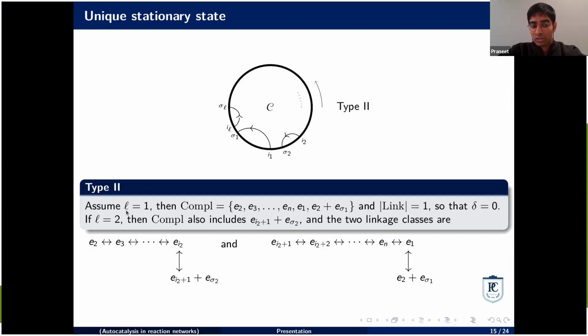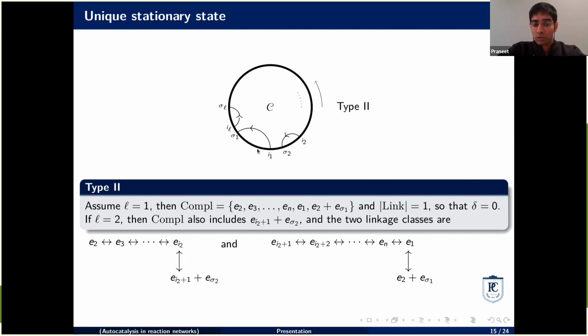If this L index, which is specific for type 2, defines how many back branches there are in the cycle, then L equal to 1 means there's only one back branch, this I1 to sigma 1, and the others are not there. Then the set of complexes are these. There's only one doubling reaction, so there's only one double complex and all the individual species, and there's only a single linkage class. So the deficiency index is 0 because the complexes are one more than the rank of the stoichiometric matrix, and the linkage classes satisfy that and bring the deficiency back to 0.